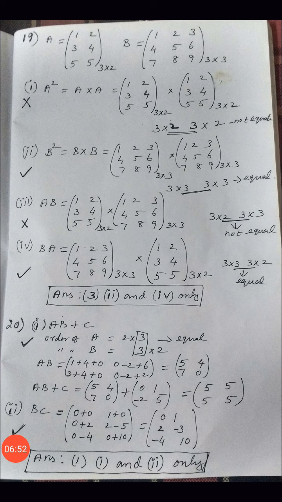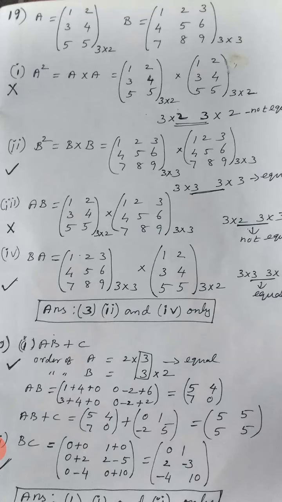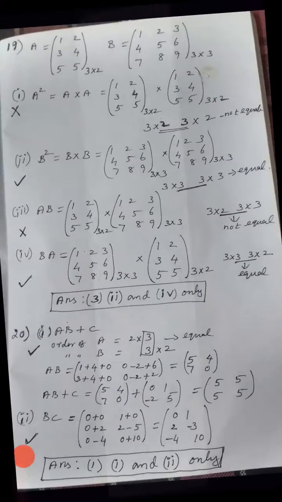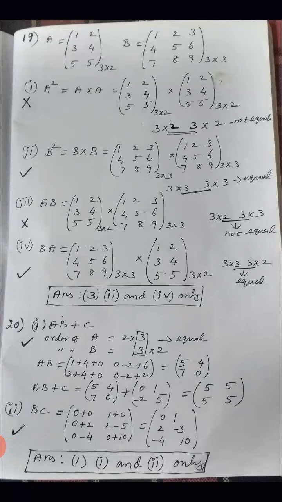See, first I am finding A squared. A squared means A into A. To write the matrix A two times, here I write 1 2 3 4 5 5 into 1 2 3 4 5 5. See the order: 3 by 2, 3 by 2. See the internal elements I underlined, those 2 and 3 are not equal. So here multiplication is not possible. You can't multiply that one. So this is wrong, not defined.